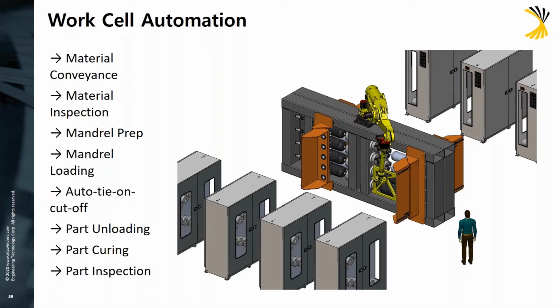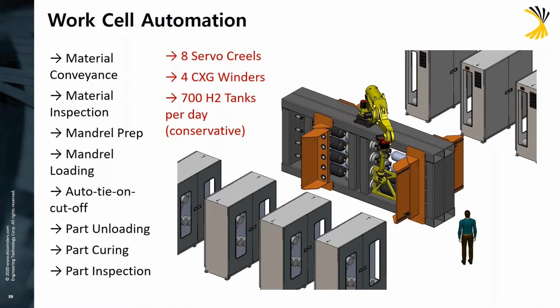Automated processes are kind of there on the left. You can see they include part unloading, curing, auto tie-on, cutoff, inspection. You'll see a work cell that we've worked through as a prototype with some customers. It has 8 servo creels, 4 CXG winders, and will conservatively produce about 700 hydrogen tanks per day. So that's fast, and customers want fast.